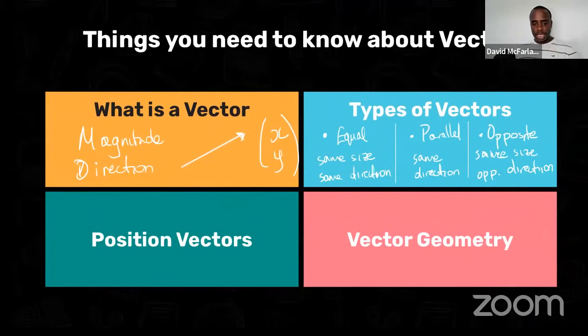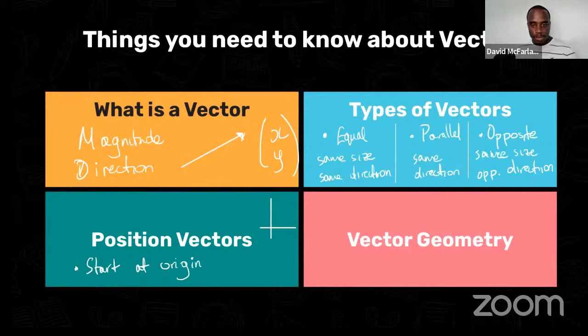Now, when we talk about position vectors, those are vectors that start at the origin. So any time you have a vector that starts from the origin and goes outward, something like this, let me draw that properly, that would be a position vector. And we know that if this was a point P, then the position vector would be OP.